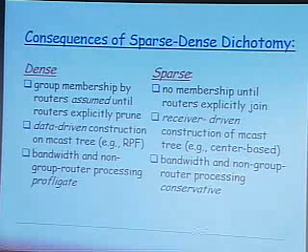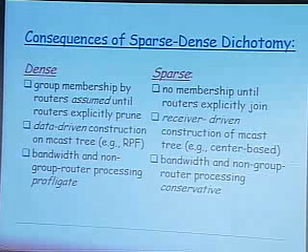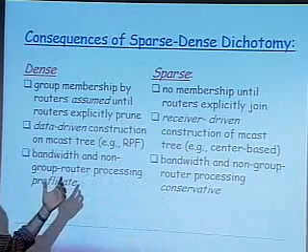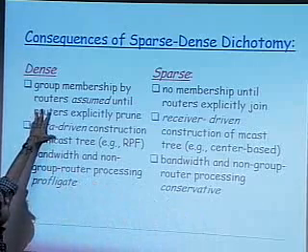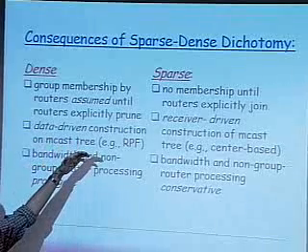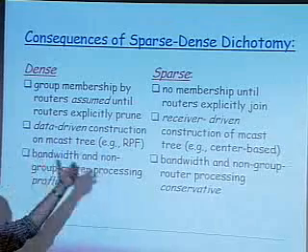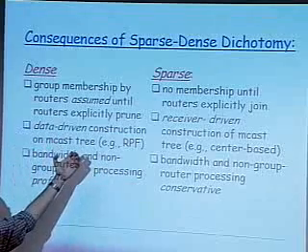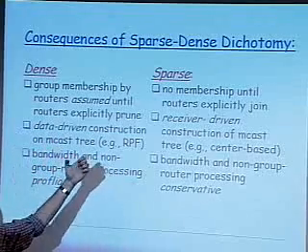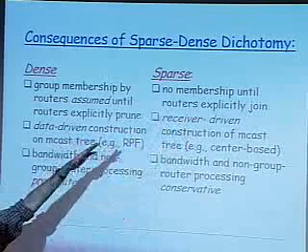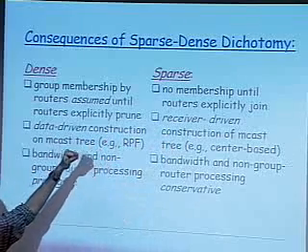So from the dense and sparse mode assumptions of the network, the way these multicast trees are constructed is, if it's dense, then you assume that all routers want to be part of the multicast group. You start with the assumption that the multicast group is dense. So then you start with the assumption that everyone wants to be part of it unless it is explicitly removed. When it's sparse, you assume that no one wants to be part of this multicast group unless they explicitly join.